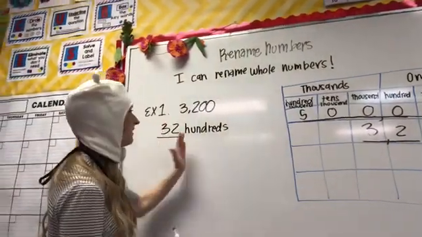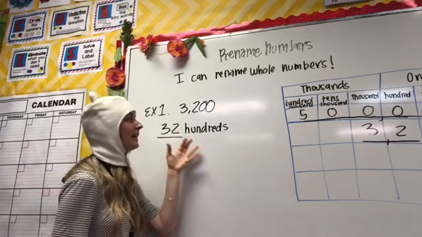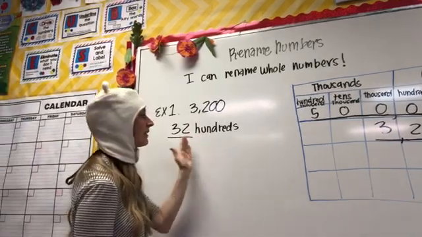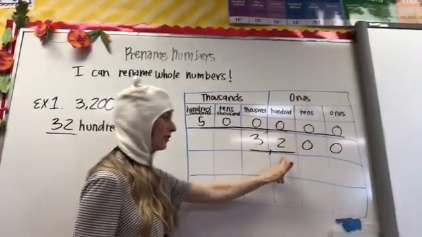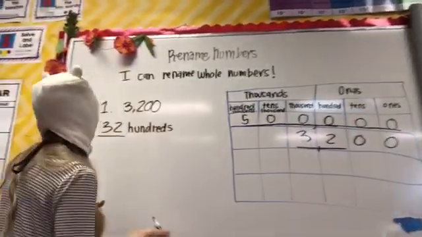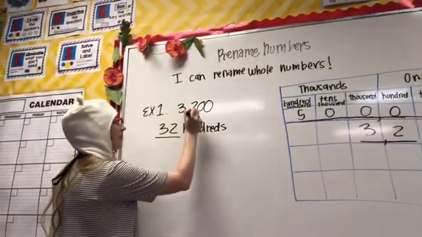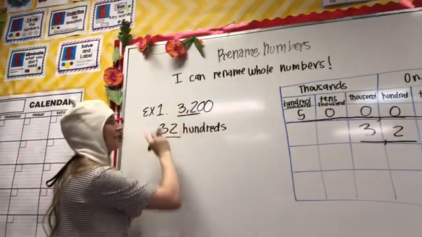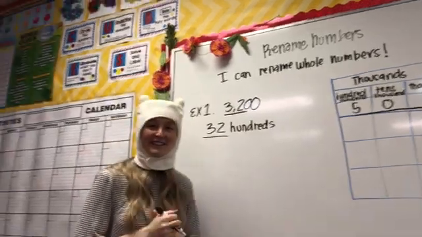I hope that makes sense. So whenever you're looking for how many hundreds or tens or ones or whatever it is, you go to that place. So you went to the hundreds place, and then that number and everything to the left of it are worked. So the 2 is in the hundreds place, and so we just underline everything to the left. So there's 32 hundreds in this.